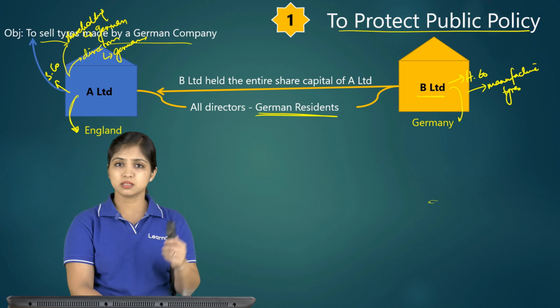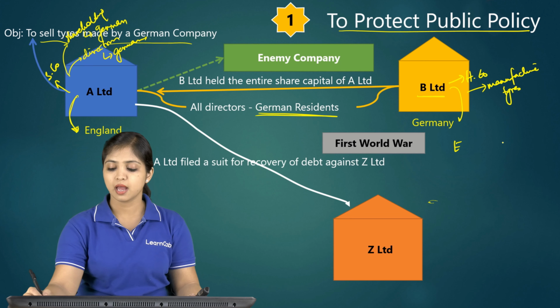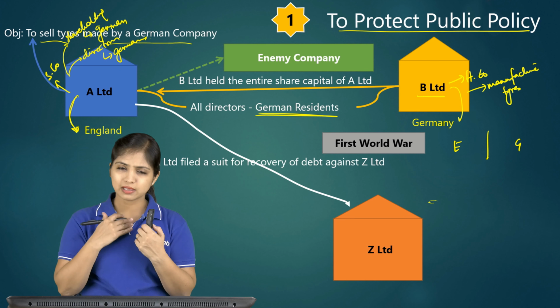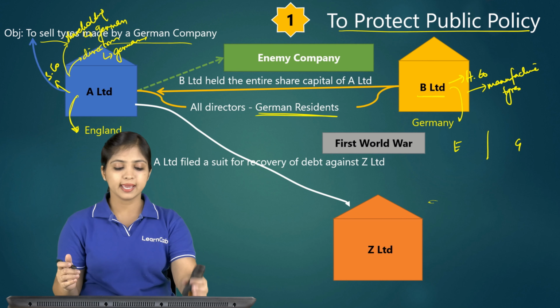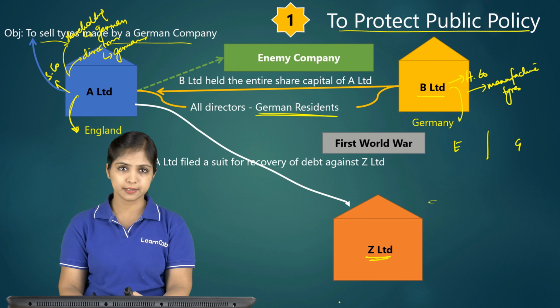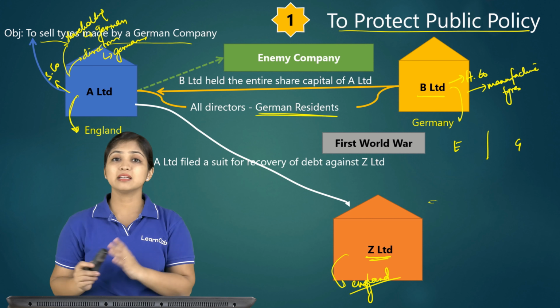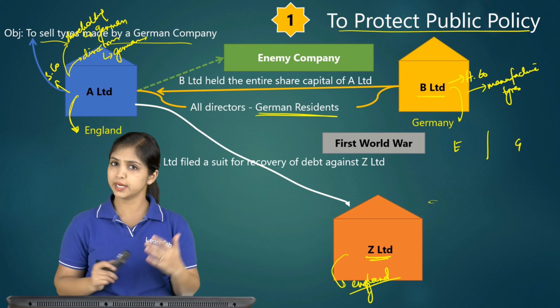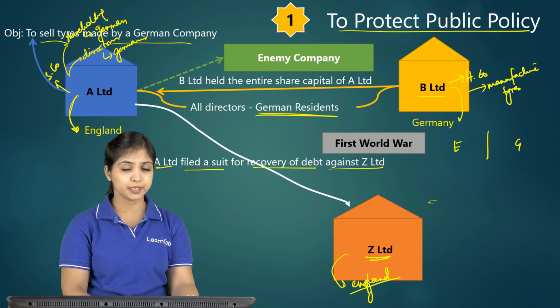Later what happened was the First World War began, and when the First World War began, England and Germany were on opposite sides. They were enemies. Now while the World War was going on, A Limited filed a case against Z Limited. Z Limited also was a company incorporated in England. A Limited filed a suit for recovery of debt against Z Limited because Z Limited was not repaying some money which was due to A Limited.